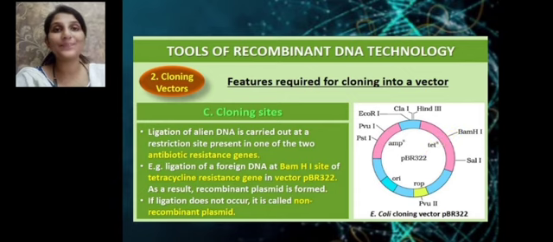What happens? This particular plasmid is called a recombinant plasmid if it has received a gene of interest. And if ligation does not occur, if it has become a failure, then this plasmid is called a non-recombinant plasmid. Okay, so a plasmid with a piece of DNA is called a recombinant plasmid, whereas one lacking a gene of interest is called a non-recombinant plasmid.